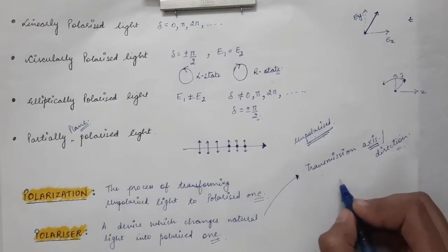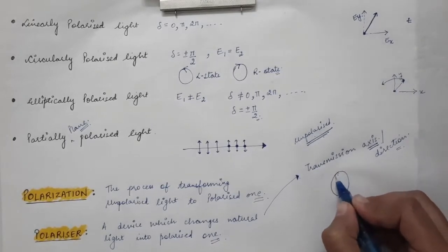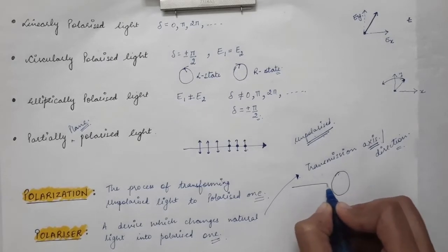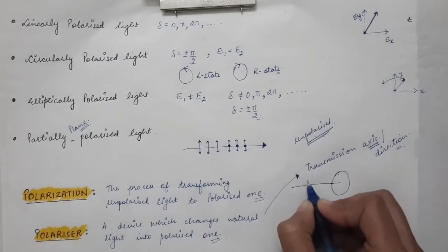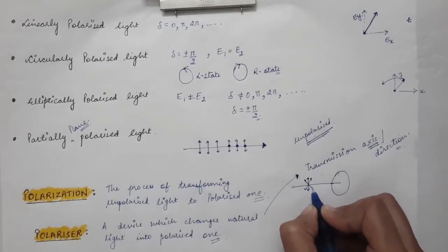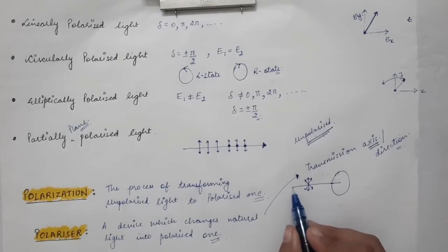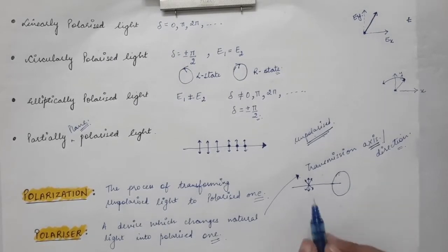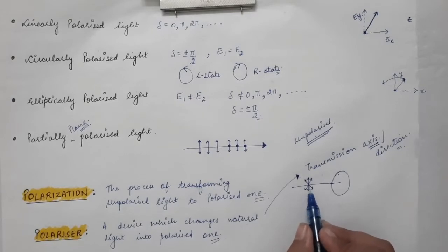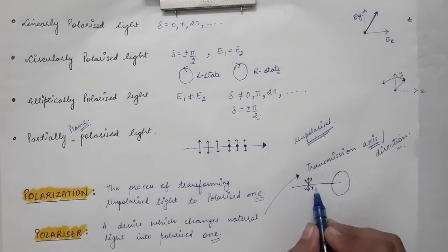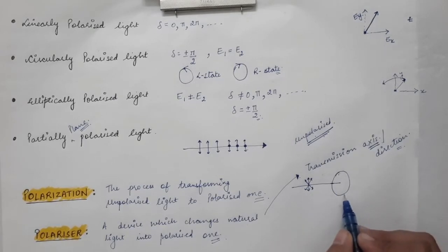So let's say the polarizer is something like this. This is the polarizer. Now if natural light, or you can say unpolarized light, is falling on it, let's say this is the unpolarized light that I am drawing, and keep in mind these double-headed arrows will always be perpendicular to the direction of propagation of light. So these are the random directions of electric field, and this is the direction of propagation of light. So this is the unpolarized light which is falling on the polarizer.